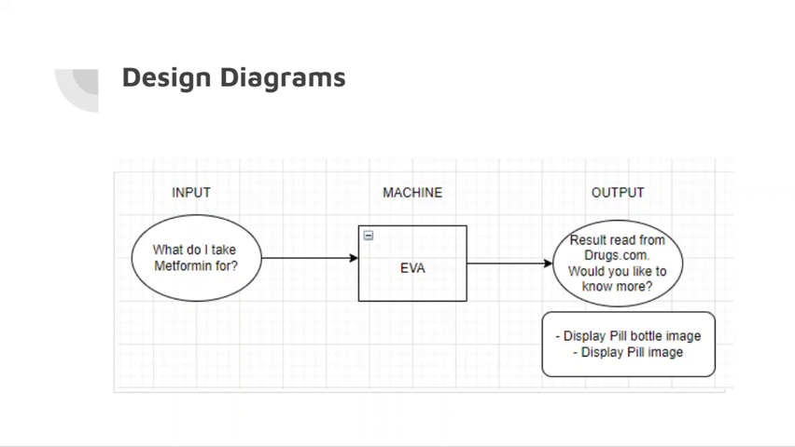So one could speak to the device and ask what a specific medicine is for. We're using metformin in this example. So the user would say, what do I take metformin for? The machine would listen and hear that, and then read from drugs.com a little synopsis of what the drug is, and it will display the pill bottle image that the user has so that they can associate the specific pill bottle with the medicine that they're asking about.